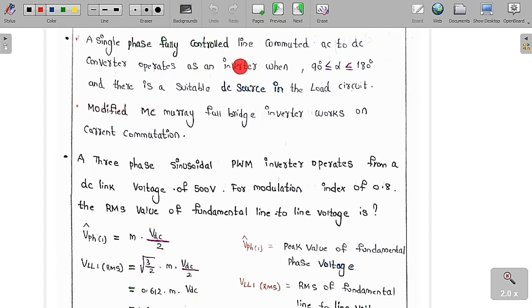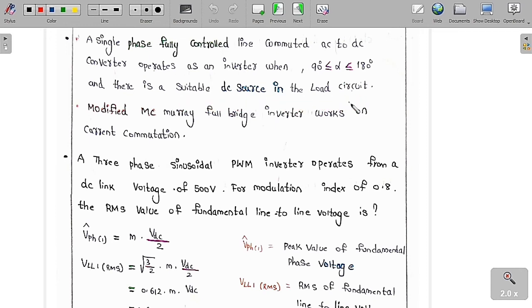A single phase fully controlled line commutated AC to DC converter operates as an inverter when 90 degrees is less than or equal to alpha, which is less than or equal to 180, and there is a suitable DC source in the load circuit. So here it operates as an inverter when alpha lies between 90 and 180 and there is a suitable DC source in the load circuit.